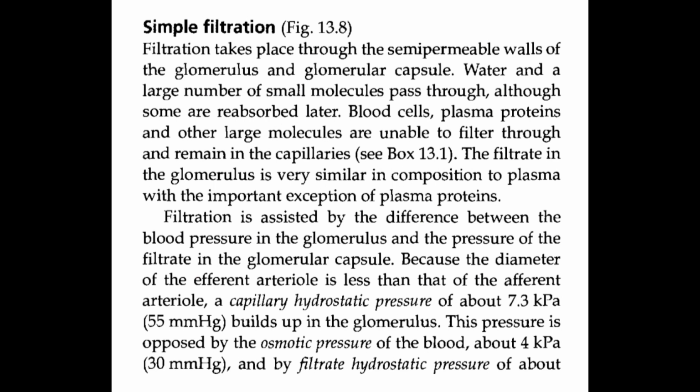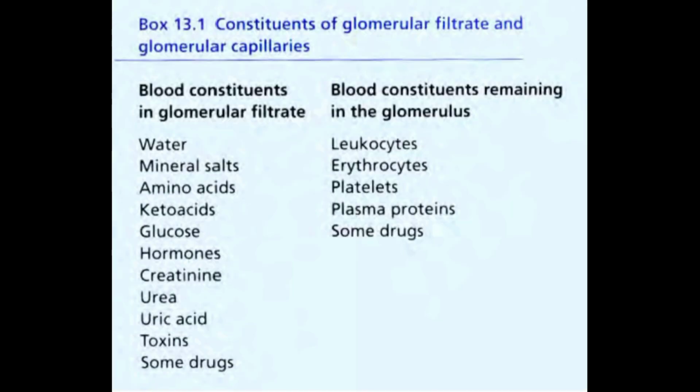This pressure is opposed by the osmotic pressure of the blood, about 4 kilopascal, 33 mmHg, and by the filtrate hydrostatic pressure of about 2 kilopascal, 15 mmHg, in the glomerular capsule. Next, constituents of glomerular filtrate and glomerular capillaries.